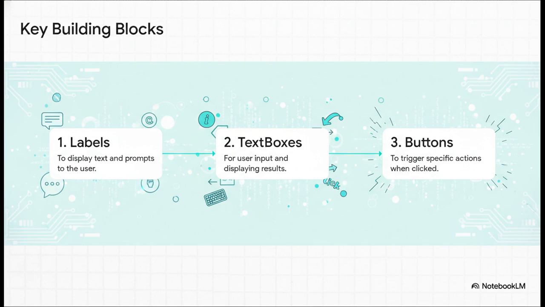And get this, to build our entire calculator, we only need these three simple things. Labels, which just show text, text boxes, where you can type things in, and buttons, which you click to make something happen. That's it. That's all we need.